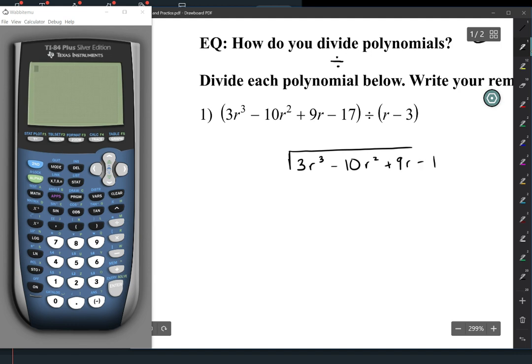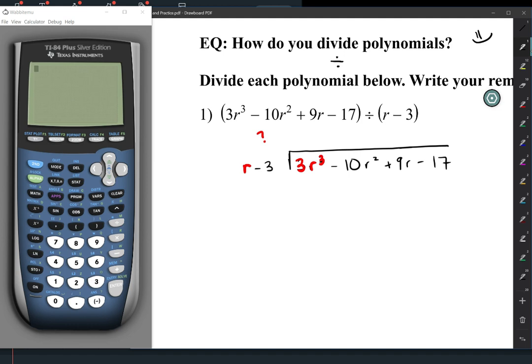I'm going to draw my old school division bar here, and then out front, I'm simply going to have r minus 3. Okay? Hard job is done. It gets a little more challenging. Now, for division, the whole goal is this r. I want to think, what do I need to multiply r by in order to make it 3r to the third?